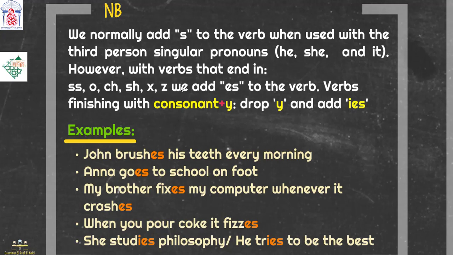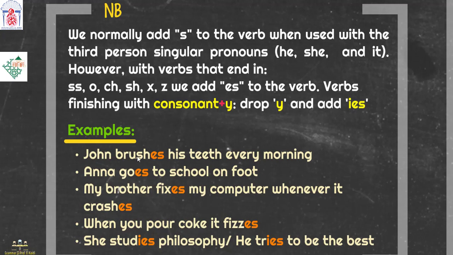Now, if you have a verb that ends in these endings here, we have 6 endings, we don't add s, we add es to the verb. Okay? Now please remember this. And I'm going to give examples, of course, here. Verbs finishing with a consonant plus y, drop y, and add ies. Okay? So these are the morphological changes that you need to implement.